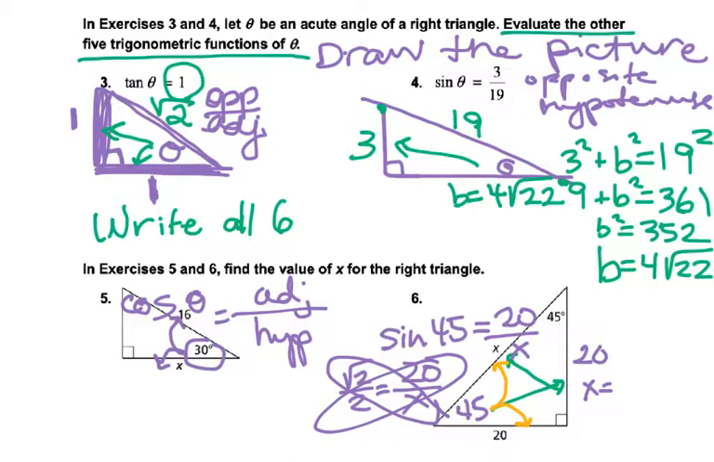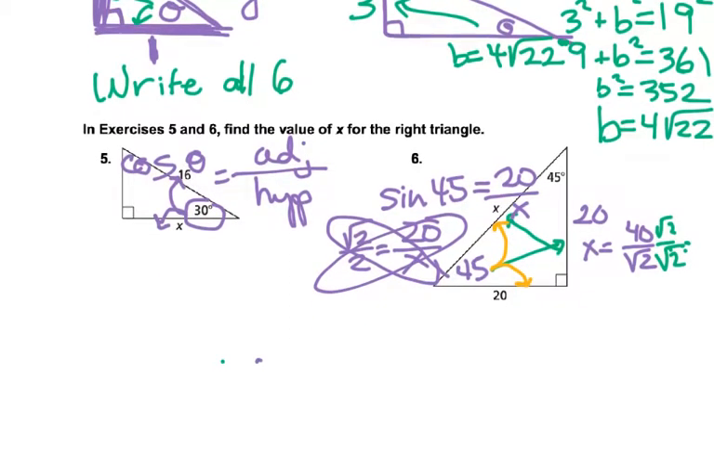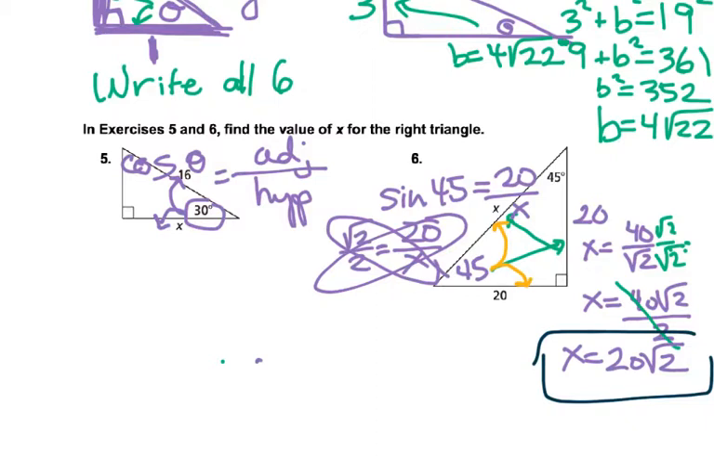So I would divide both sides, and I get 40 over root 2. Again, you're going to have to rationalize it. So I end up with x equals 40 root 2 over 2. And now we have to reduce. So x equals 20 root 2. Ta-da! So that's a little more practice for you.